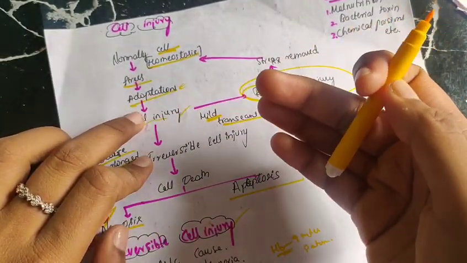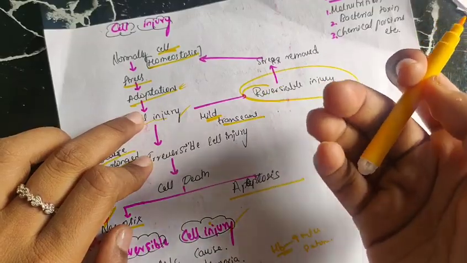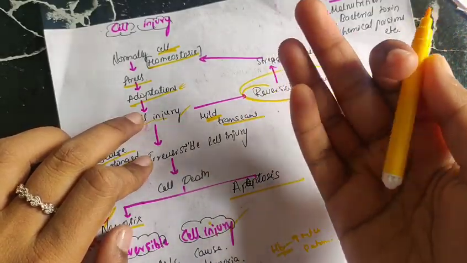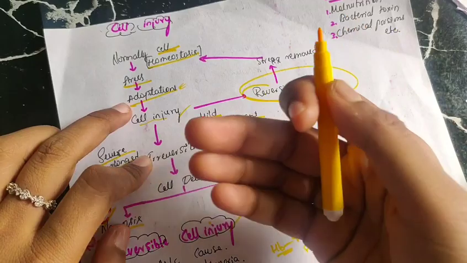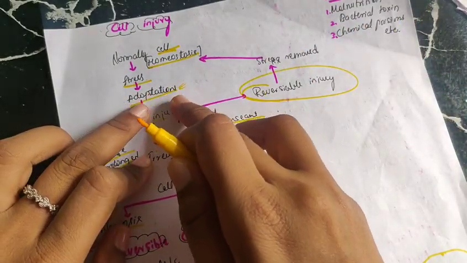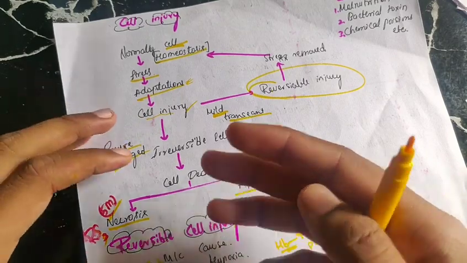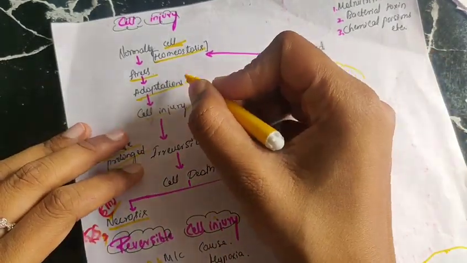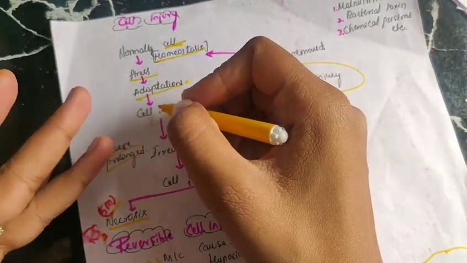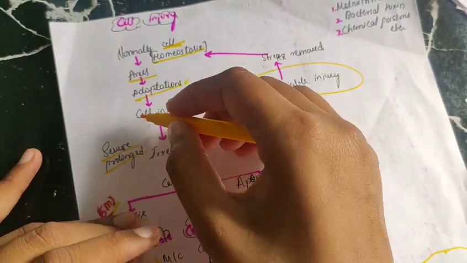The cell tries to adapt. Everyone wants to survive in this world. Everyone tries to adapt, and they want to make themselves better, and then they adapt. Adaptations may be in the form of hypertrophy, hyperplasia, atrophy, dysplasia. All this comes under adaptation. If adaptation also fails, it causes cell injury.